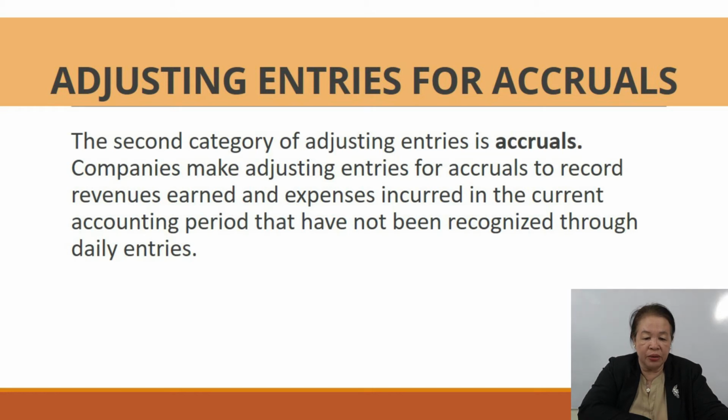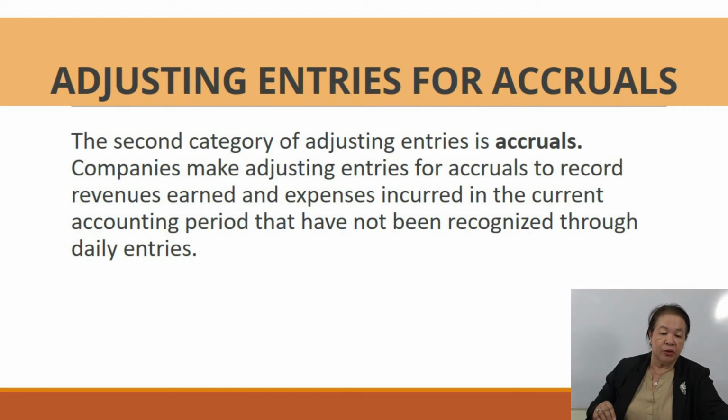Ano itong mga accruals na to, no? Because this is the second category of adjusting entries. No, the accruals. Companies make adjusting entries for accruals to record revenues earned and expenses incurred in the current accounting period that have not been recognized through daily entries, no? So, hindi na-record sa daily entry natin, kaya magkakaroon tayo ng adjusting entry. Bakit kailangan tayong mag-adjust ng entries natin? Kasi hindi siya nakasama. So, pag hindi natin isinama, what is the effect? Magkakaroon ng understatement dun sa account or overstatement naman dun sa ibang account, no?